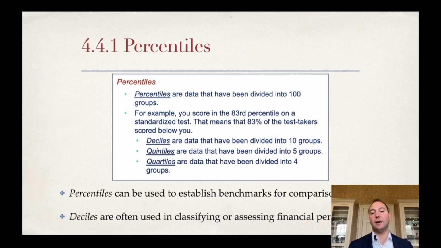Percentiles can be used to establish benchmarks for comparison purposes. Percentiles refer to percentages where there are 100 groups. Deciles are really useful in finance because they give you a very rough estimate of which group, which bin of data they fall in. The top 10%, the bottom 10%, and so on.